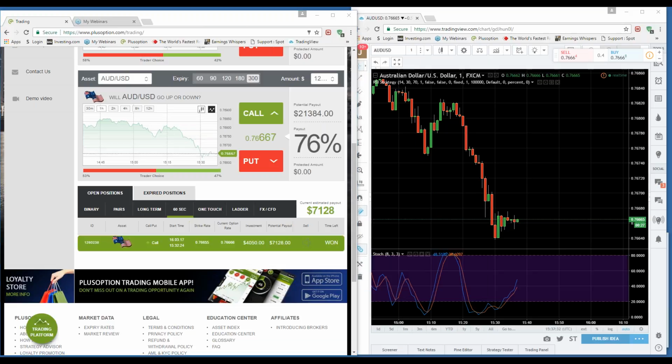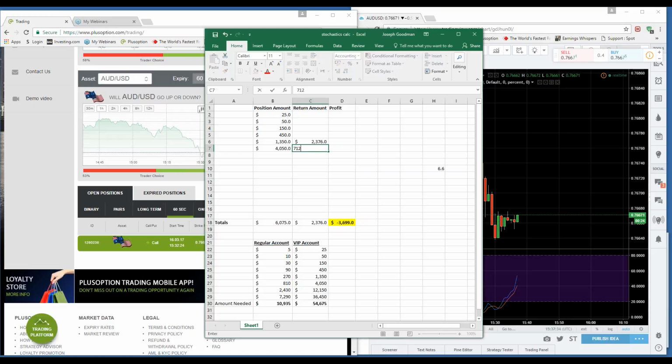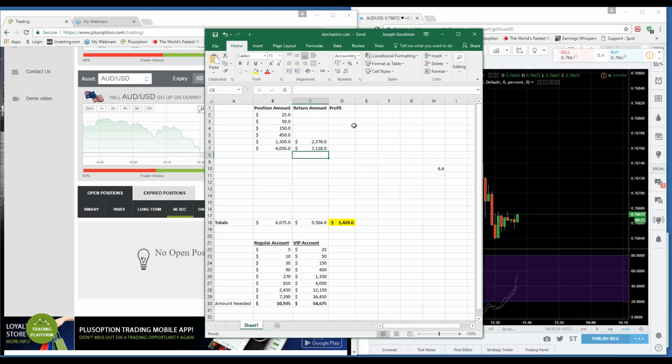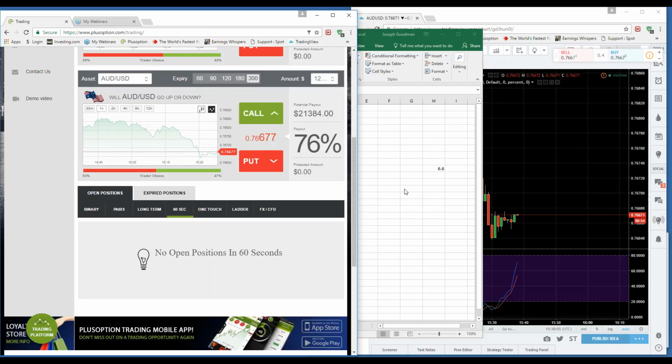Okay, 71.28. So for our second session, this is our total winnings, $3,429. We used a total of just over 6,000 to trade, and our returns were 9,500. So with the $6 from before, just over $3,430 using our stochastic strategy on this 300-second chart.